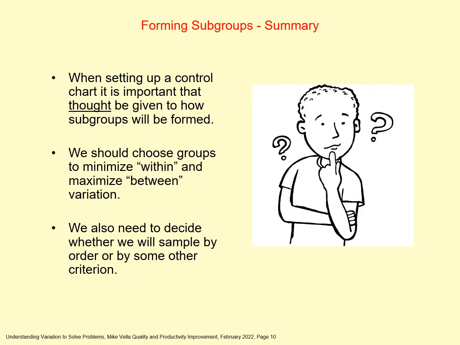So in setting up the control chart, it is important to give some thought about how the subgroups are going to be formed. We should choose groups to minimize the within, maximize the between. We also need to decide whether we sample by order or by some other criteria. And the point is, in this section, think about how you're going to arrange and collect the data, because it's critical to the success of your control chart.